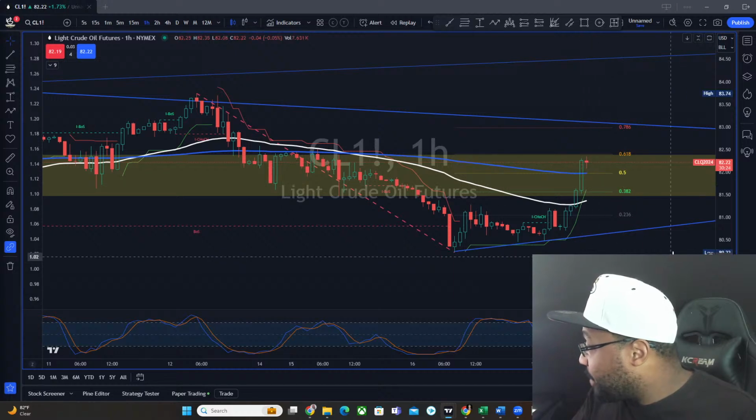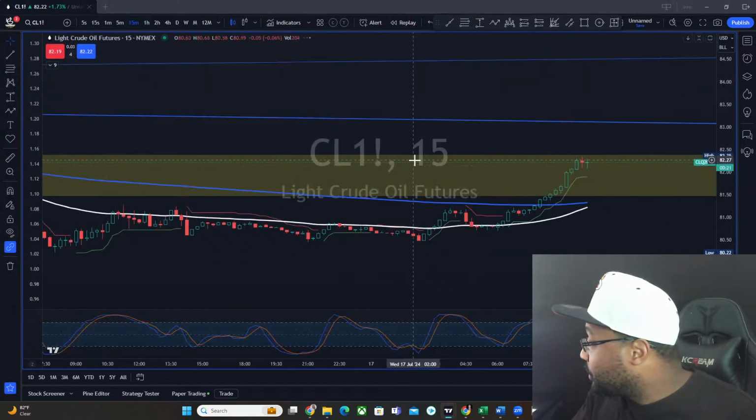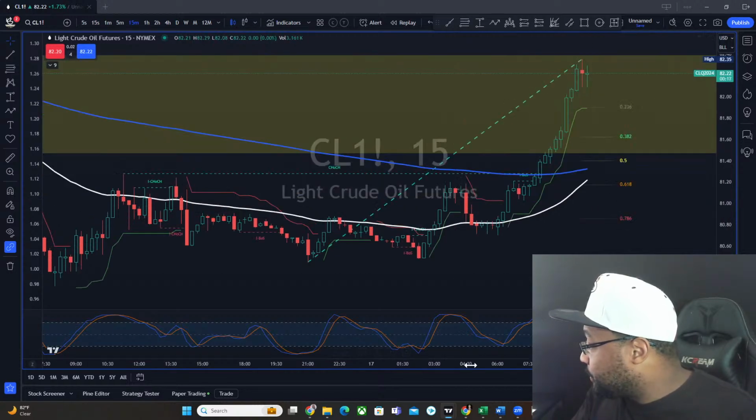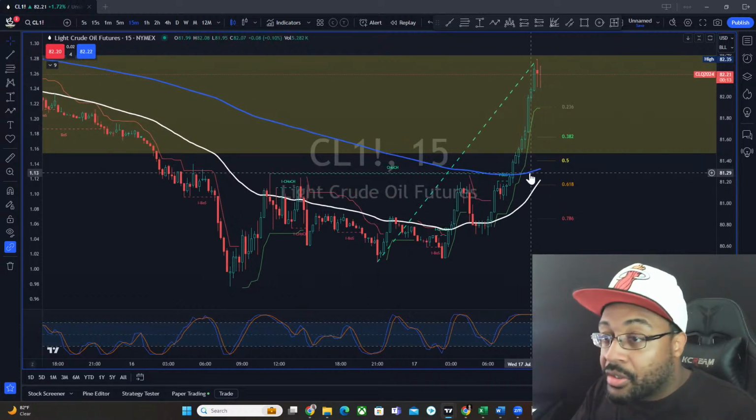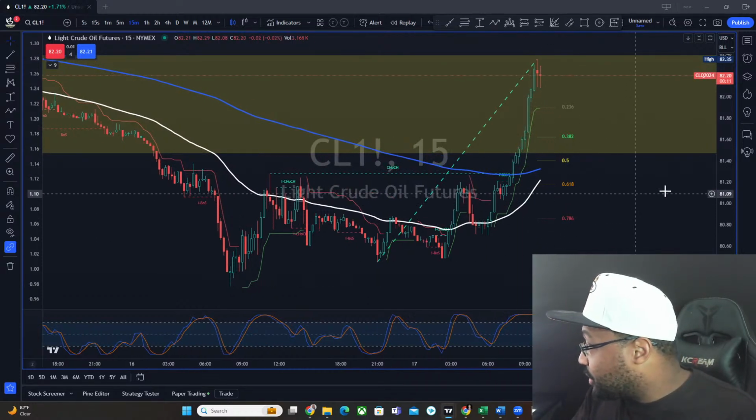Couldn't fill the fair value gap on this 1 hour. Let's see what the 15 minute looks like. It does look a little tired. But we're getting a golden cross on this 15 minute. This thing could power itself up.